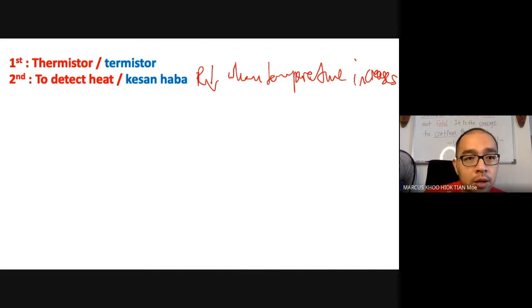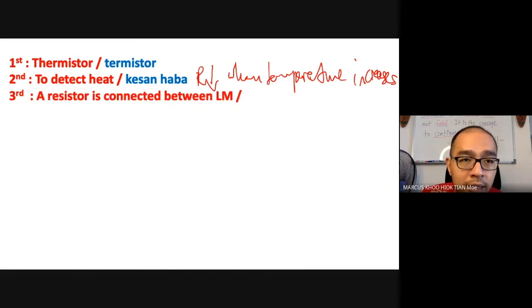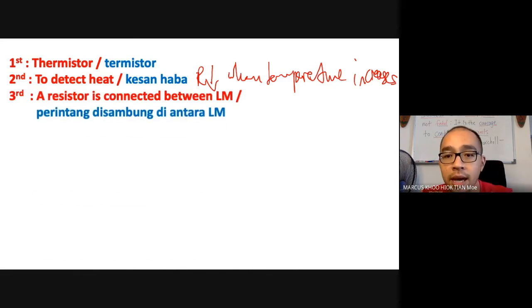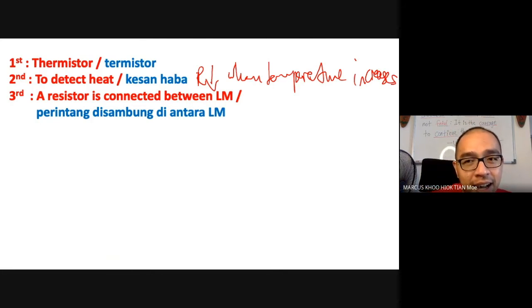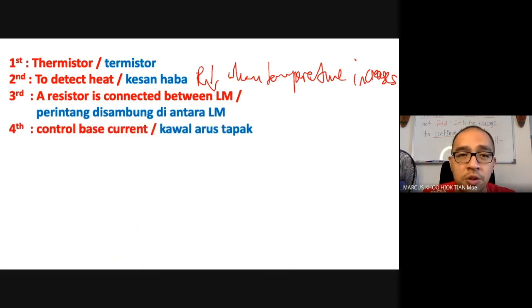Now the second one is Mordecai's answer. Mordecai said resistor. So we connect a resistor, and his reason, he says, is to increase the resistance. I think that's a good answer. But a more accurate answer will be to control the base current. The function of the resistor there actually is to help to control the base current.